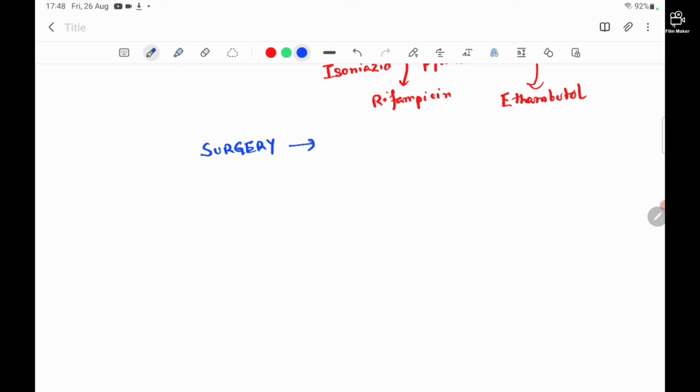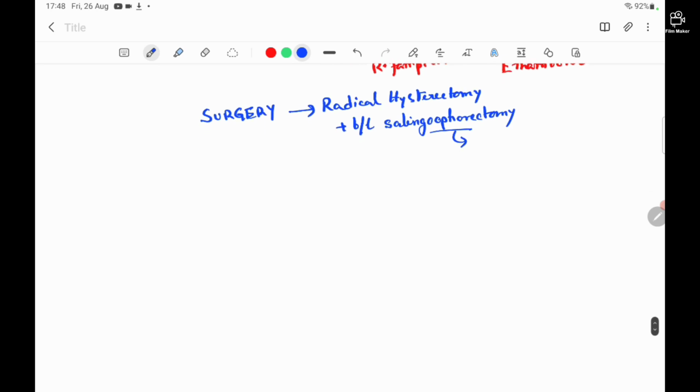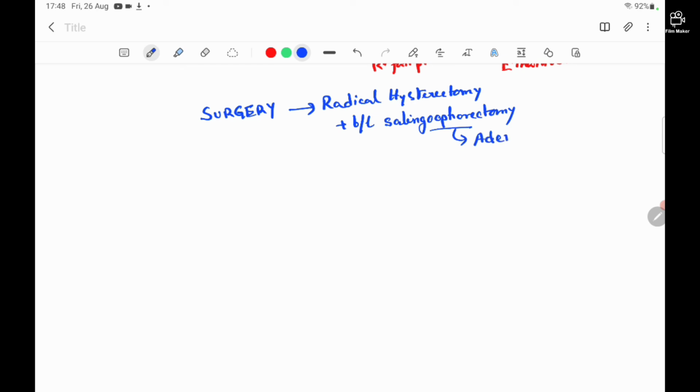So surgery here, what you will perform is radical hysterectomy with bilateral salpingo-oophorectomy. This salpingo-oophorectomy, just conveying you, is often also called adnexectomy.